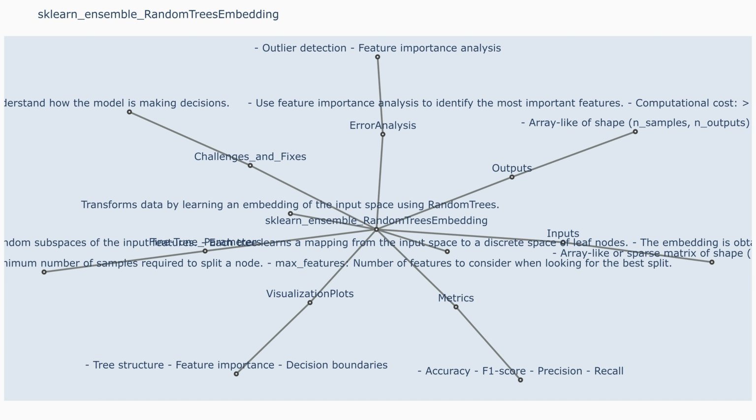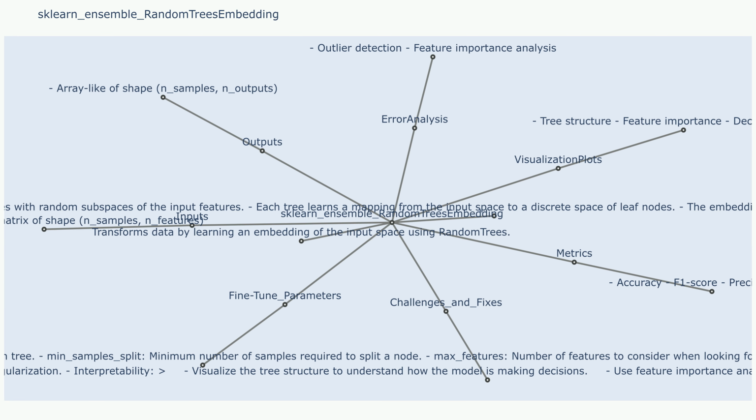It works by constructing multiple decision trees, where each tree is trained on a random subset of the features and samples. The output of the random trees embedding is a sparse matrix where each row represents a data point, and each column represents a leaf node in one of the trees.